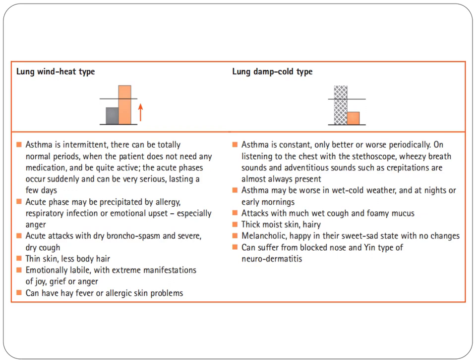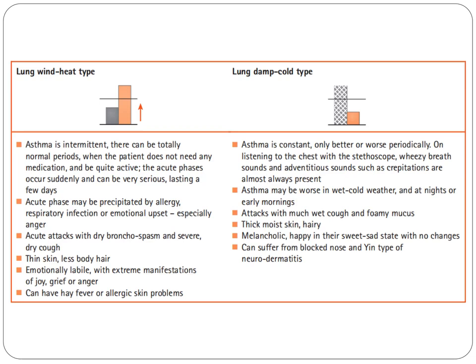Acute attacks with dry bronchospasm and severe dry cough. Thin skin, less body hair. Emotionally labile with extreme manifestations of joy, grief, or anger. They can have hay fever or allergic skin problems.